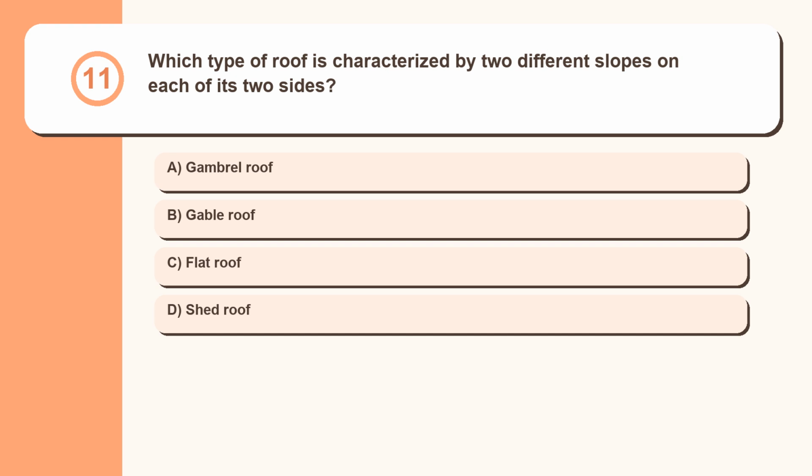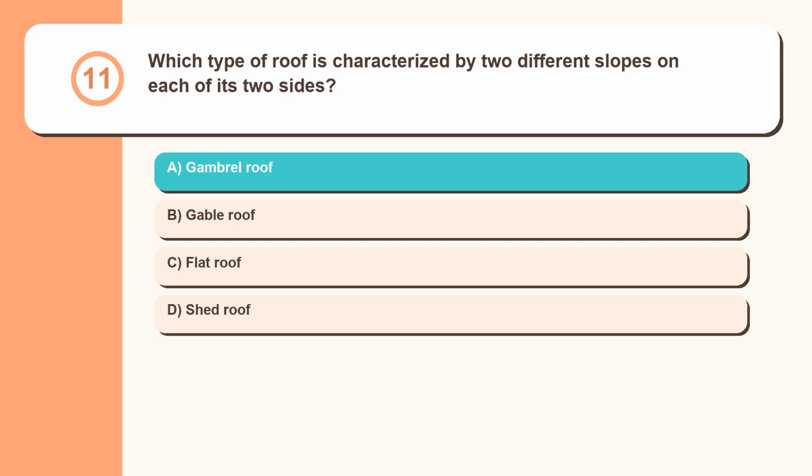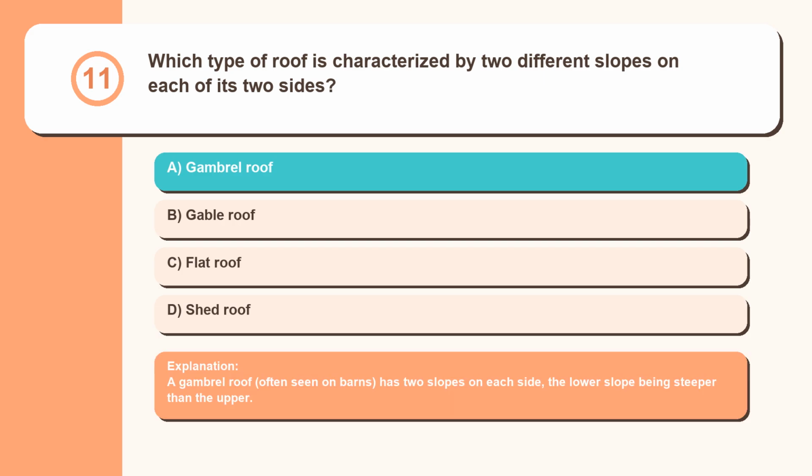Question 11. Which type of roof is characterized by two different slopes on each of its two sides? Gambrel roof, gable roof, flat roof, shed roof. A gambrel roof, often seen on barns, has two slopes on each side, the lower slope being steeper than the upper.